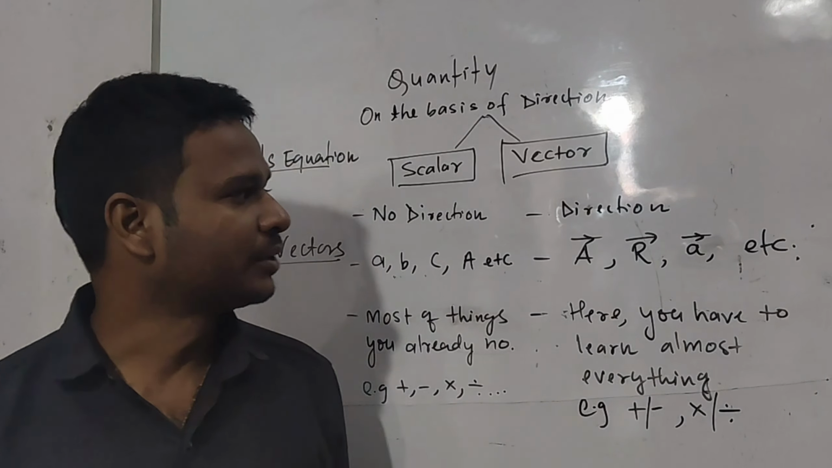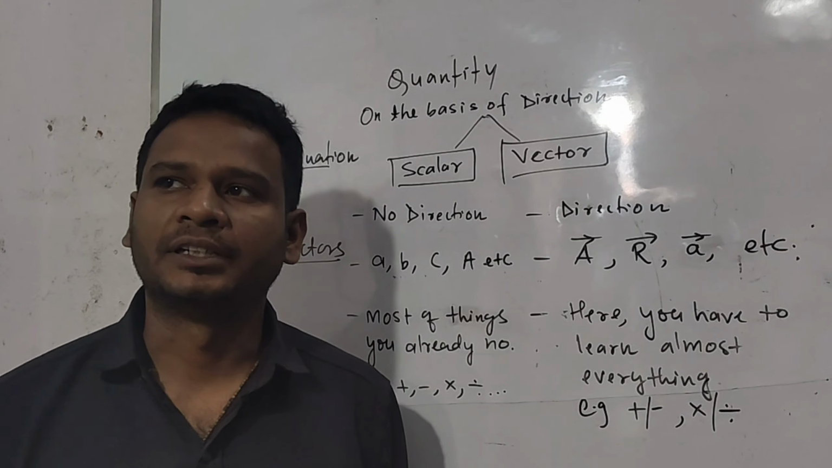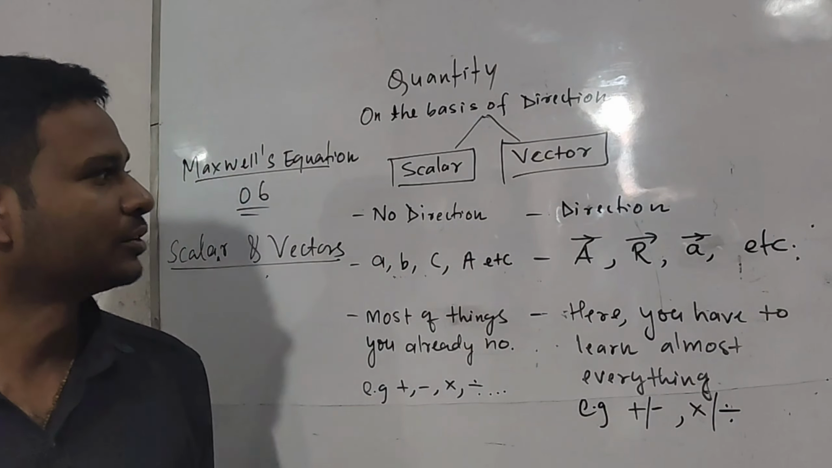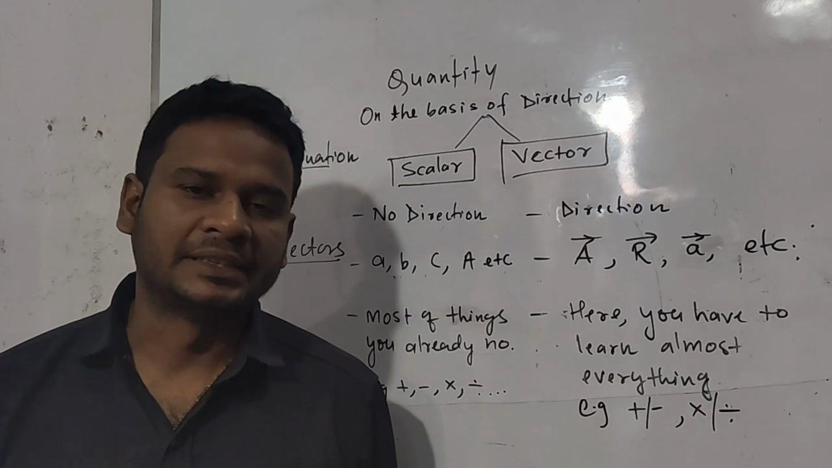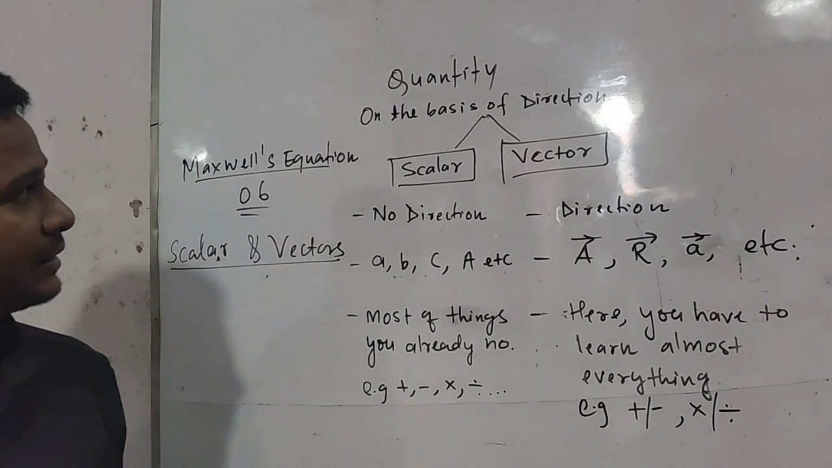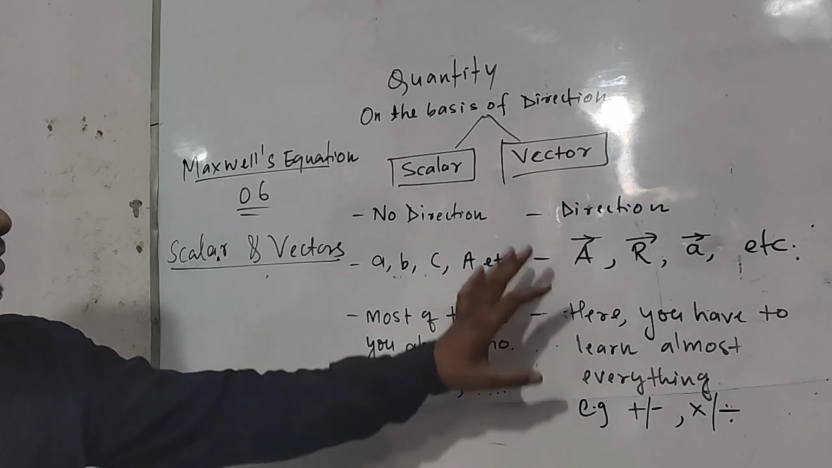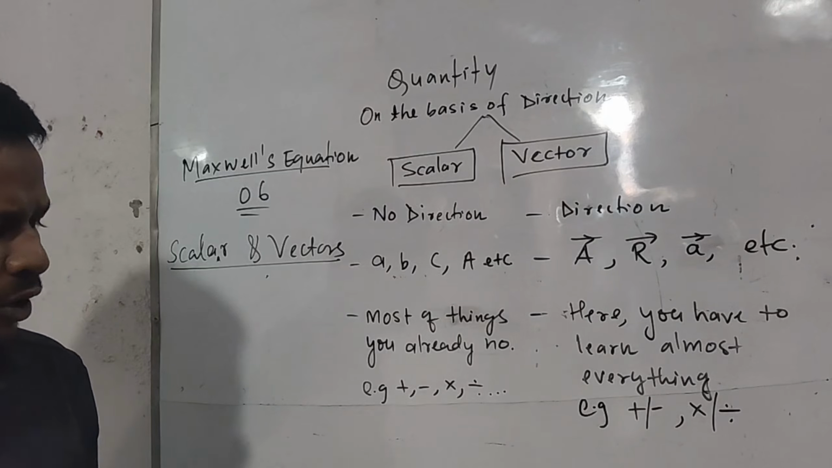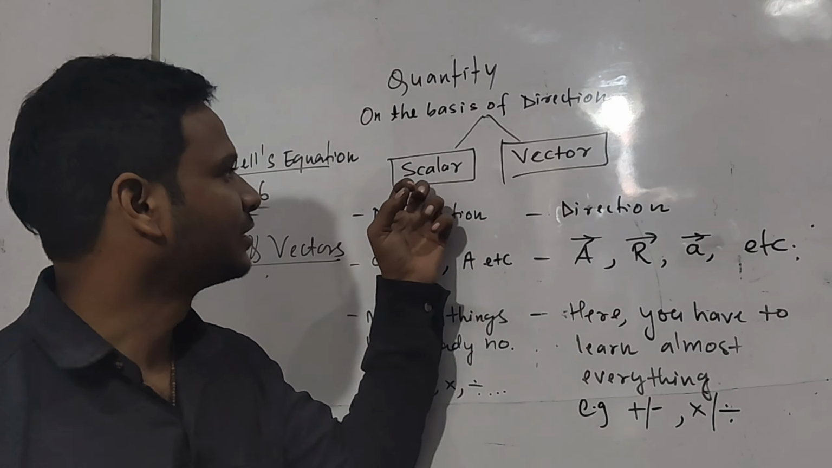Whenever you lift something, you feel the weight, in a downward direction. So weight has direction. So there are multiple quantities. What are quantities? Anything which can be measured is called a quantity. On the basis of direction, we classify these quantities as scalar or vector quantities.